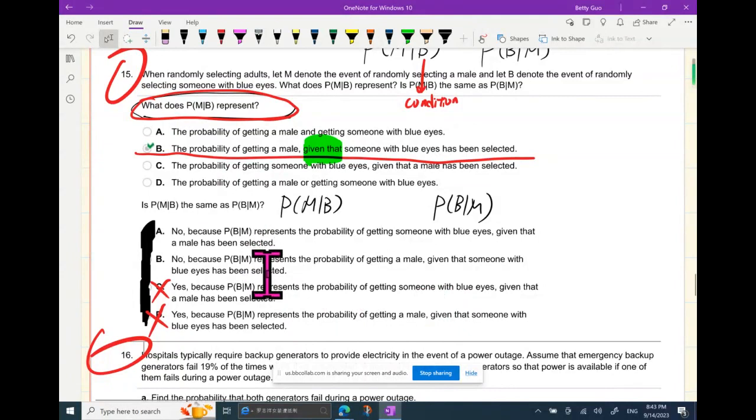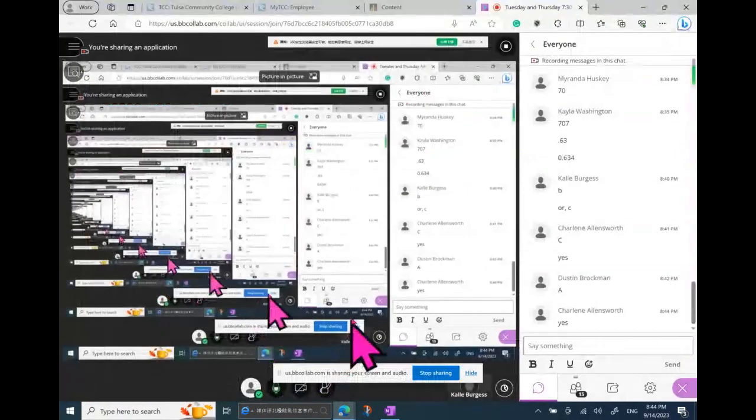That's correct, given that a male has been selected. I would say A, but let me read B. B says P of B given M represents the probability of getting a male. Oh no, that's wrong. So it has to be A. Let me know, do you agree? It is kind of important. This is a good problem. If you understand this problem, you understand conditional probability.